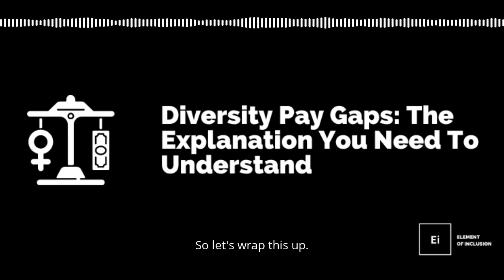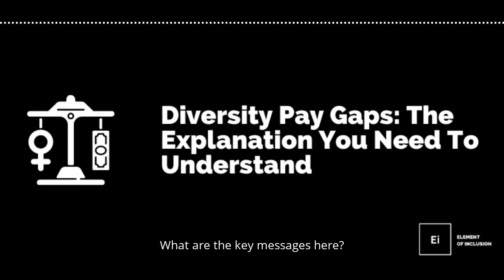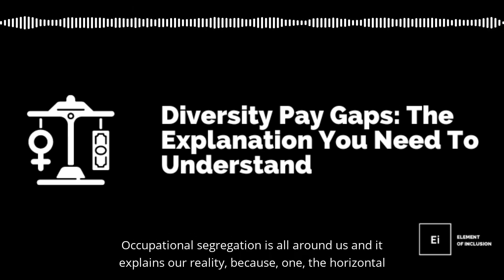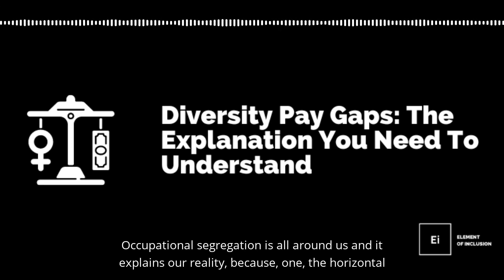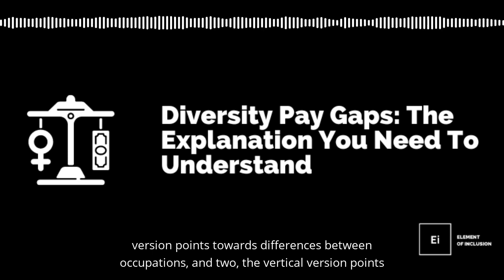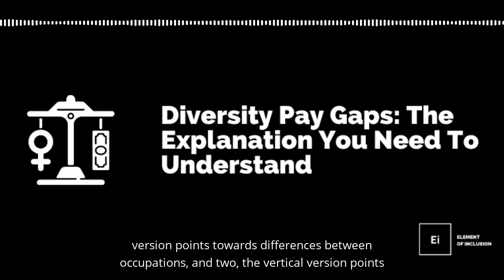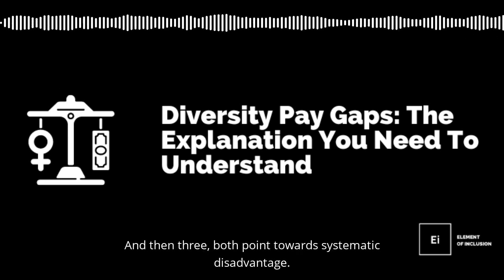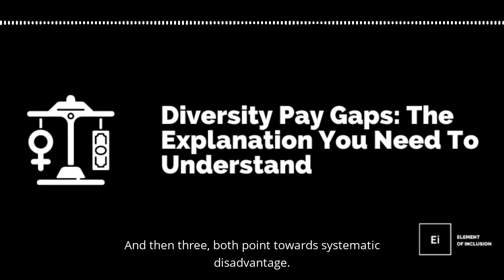So let's wrap this up. What are the key messages here? Occupational segregation is all around us, and it explains our reality because 1, the horizontal version points towards differences between occupations, and 2, the vertical version points towards differences within a hierarchy, and then 3, both point towards systematic disadvantage.